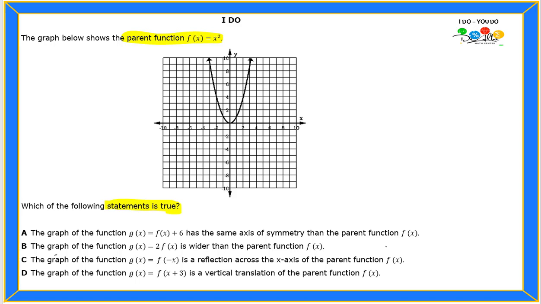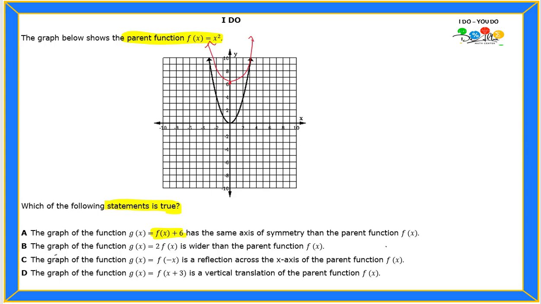It says, the graph of the function g of x equals f of x plus 6 has the same axis of symmetry as the parent function f of x. So, is that true or not? What's my new function? Well, the new function is f of x plus 6. Now think about where you will put that function in my grid. Since it has the plus 6, I know it's going to go through y equals 6, and it's going to be very much like that one right there. So it's upward and very much the same, right?